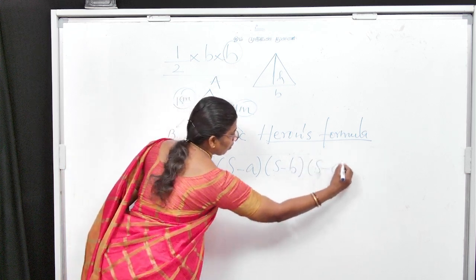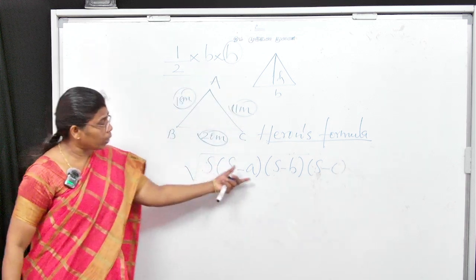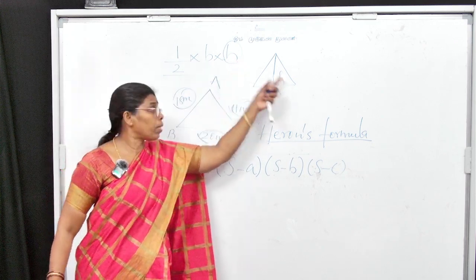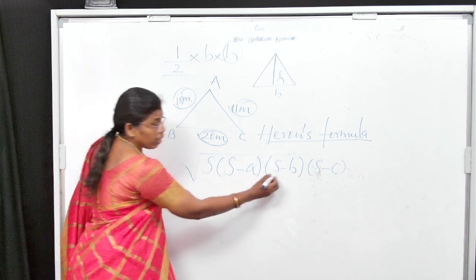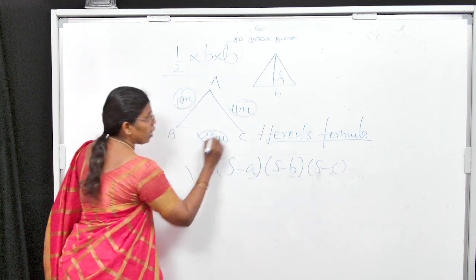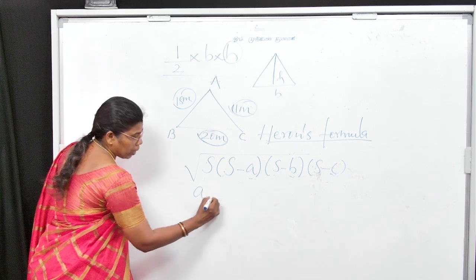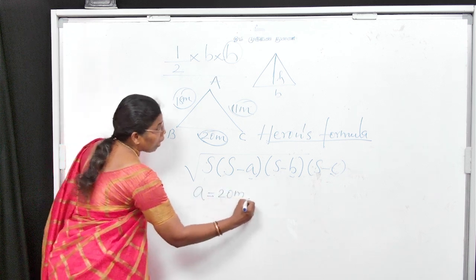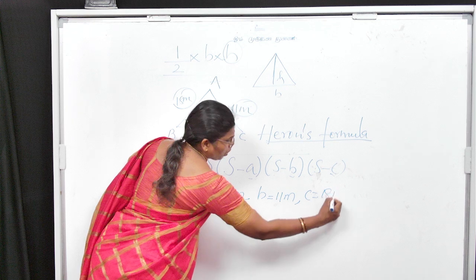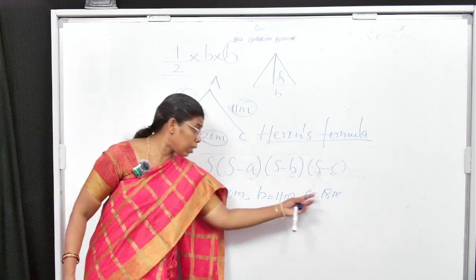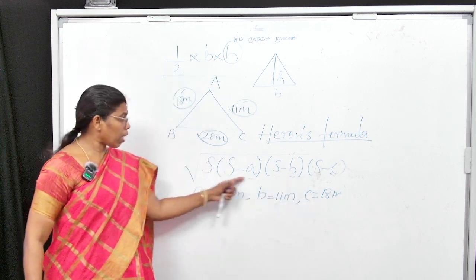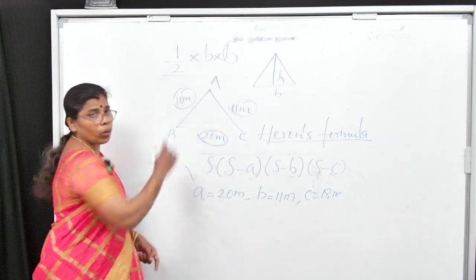s minus c. Now you may ask me what is s, what is a, what is b, what is c. Here I said b is the base and height is the height, but here what are s, a, b and c? A, B, C are the three sides that are given. For example A may be 20 meter, B is 11 meter and C is 18 meter. You can even take A as 18 meter, B as 20 meter and C as 11 meter. So A, B, C are the three sides that are given.